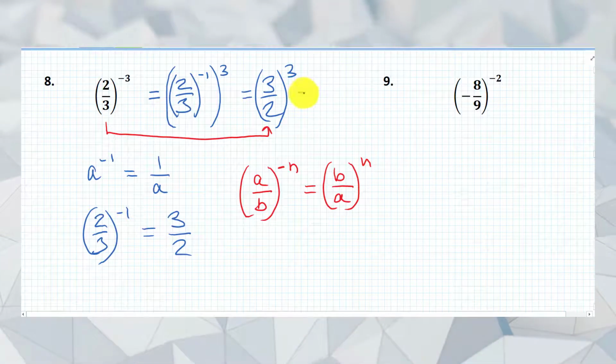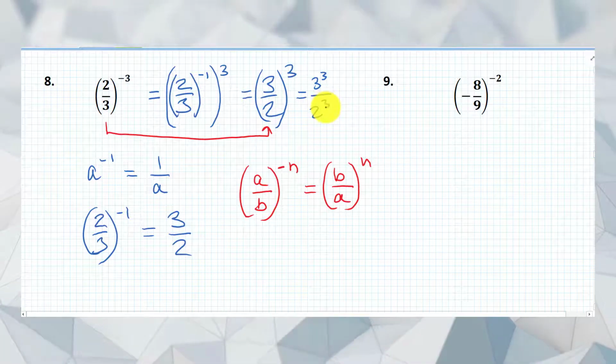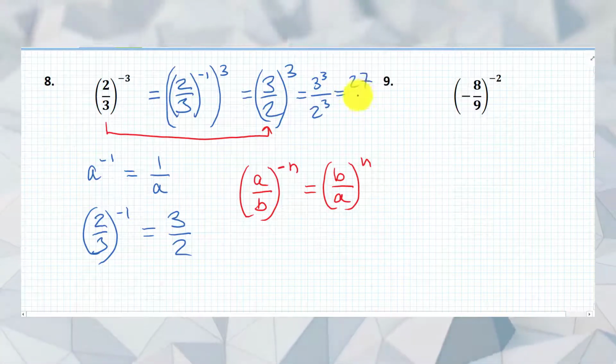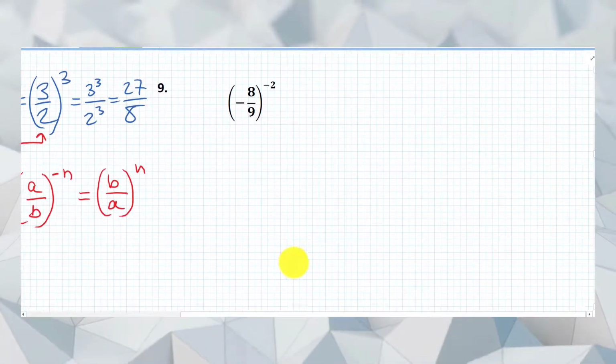Now, a fraction to a power, you have to raise both numerator and denominator to that power. 3 cubed is 27. 2 cubed is 8. That's it. Done. Let's go over example number 9.